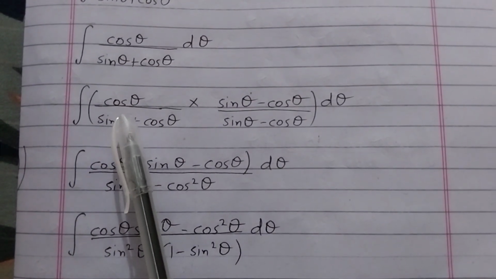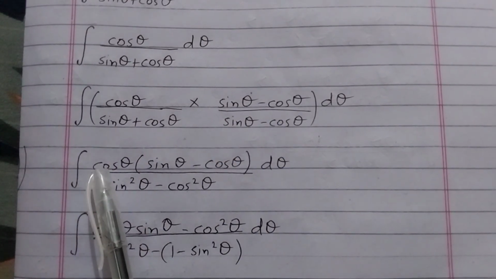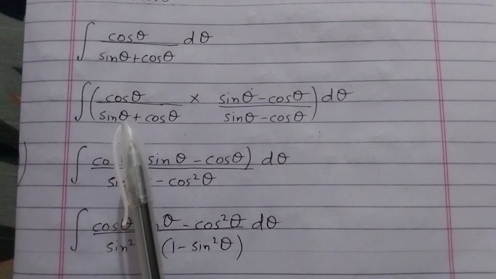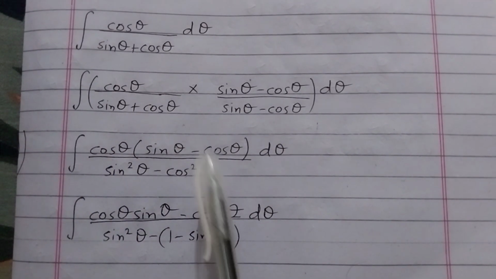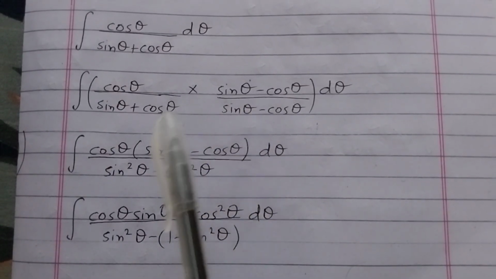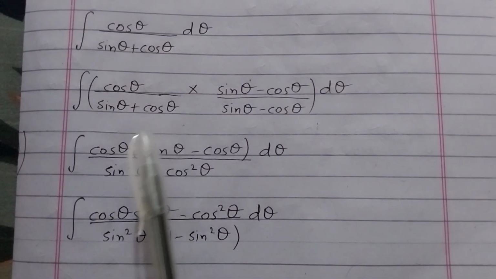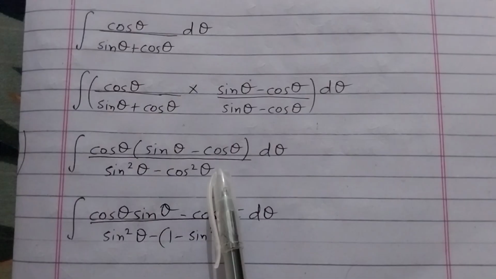So next we multiplied this cos theta with sine theta minus cos theta, and we get cos theta times sine theta minus cos theta, and in the denominator we have a plus b into a minus b, which is equal to a square minus b square. If you multiply a plus b with a minus b, you get a square minus b square. So here a is sine theta and b is cos theta, so in the denominator we'll get sine square theta minus cos square theta.